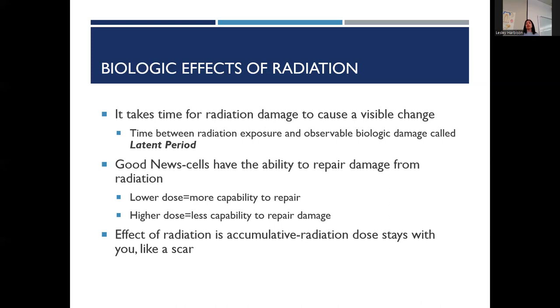The effects of radiation are cumulative, and radiation dose stays with you like a scar. So even if you heal, there may be some sort of residual effect that you can either see with your eyes or just on a cellular level. But other cells will come in and sort of pick up the work of cells that maybe have been damaged.